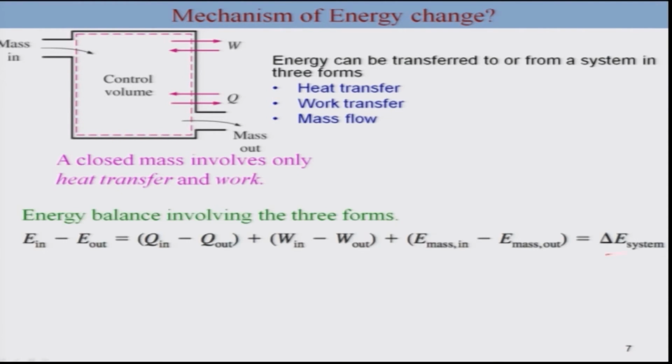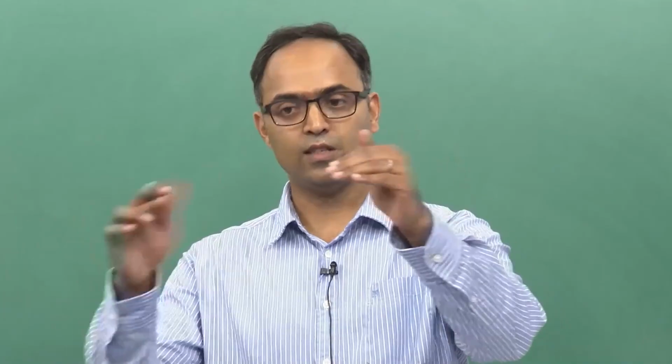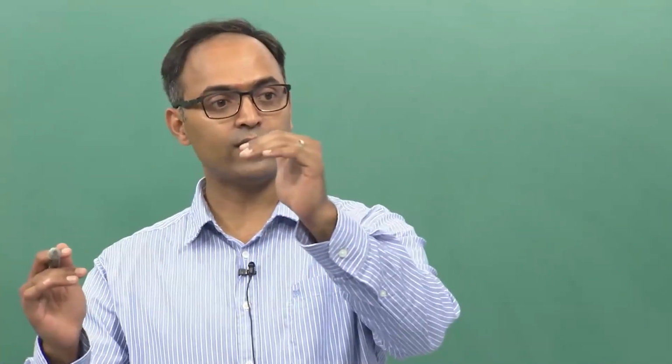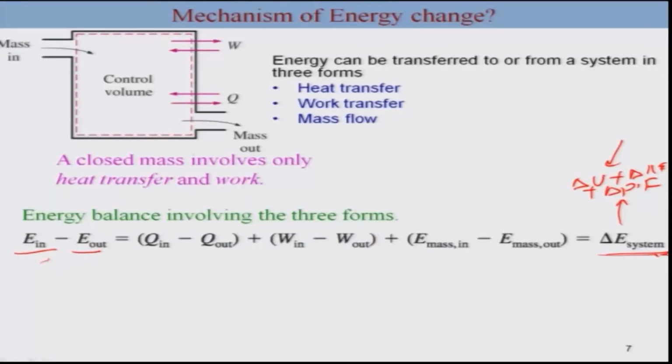We already talked about delta E system, which is nothing but delta U plus delta KE plus delta PE. This is essentially of the system. What about E in and E out? This is the transfer mechanism. This is the system information, and this is the transfer mechanism: what is coming in, what is coming out. It doesn't talk about the system; it talks about what is going on at the boundary. At the boundary, either mass is entering, or heat is being transferred, or work is being done. So this gives you information about the heat, work, or mass.